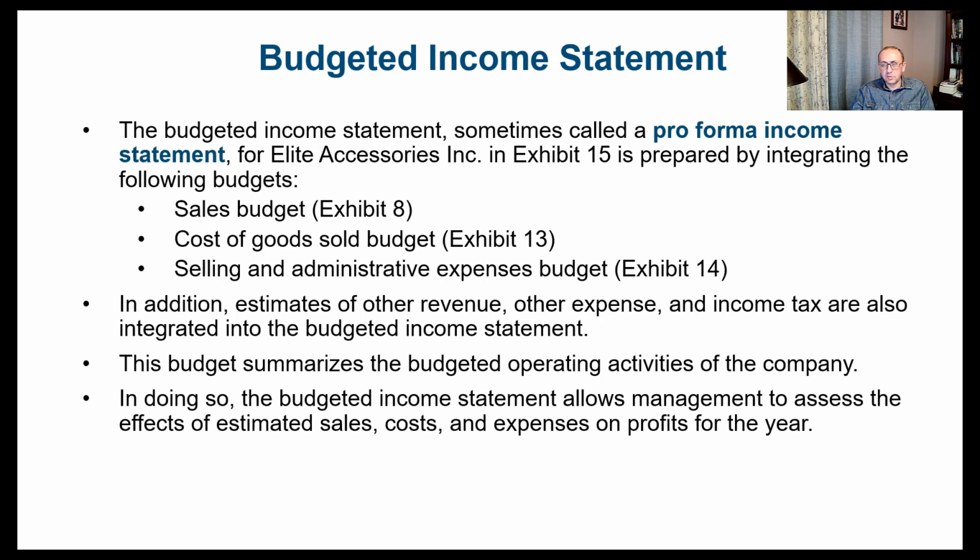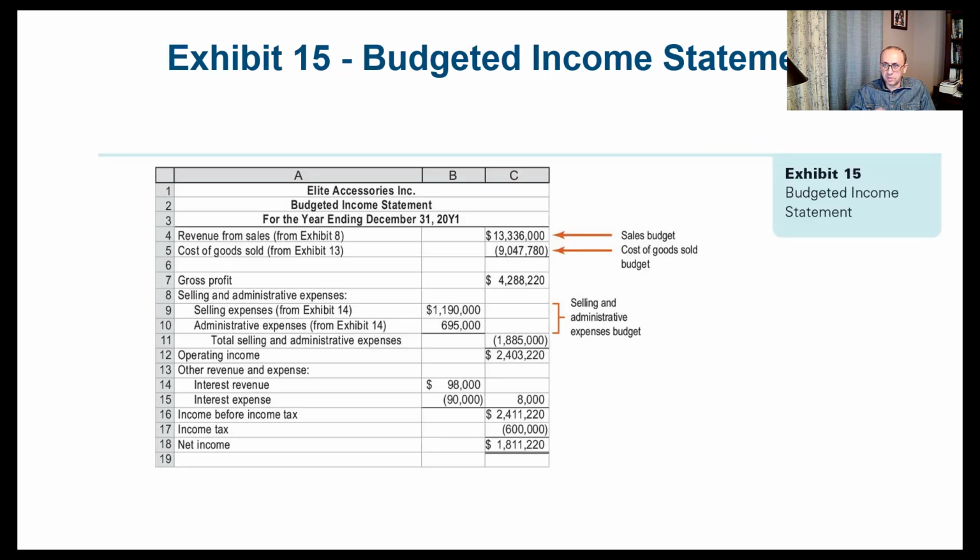The budget summarizes the budgeted operating activities of the company. So in doing so, the budgeted income statement allows management to assess the effect of estimated sales, costs, and expenses on profit for the year. So let's see this Excel sheet that will give us this kind of budgeted income statement. We start with the revenue from sales, and that's coming from the sales budget, which is table 8 that we prepared before. Then we have the cost of goods sold, which is the last table that we also prepared, table 13. And that's, again, the cost of goods sold budget.